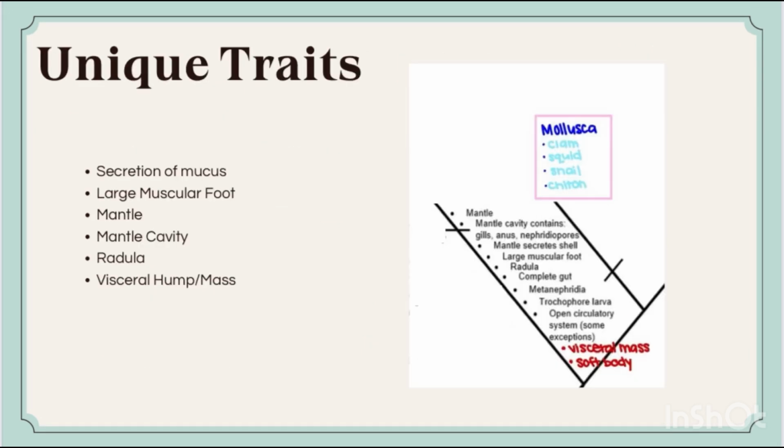Some of their evolved unique traits: one of those is going to be the secretion of mucus, which has two important roles. One is a defense mechanism, because it is a slippery substance and it can also contain toxins, which is still being studied. And then it also serves as protection from desiccation, or drying out of the snail, so the mucus is going to help maintain that moisture. Some other evolved traits are the large muscular foot, the mantle as previously mentioned, the mantle cavity, radula, and the visceral hump or mass.